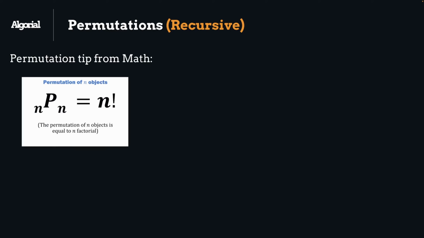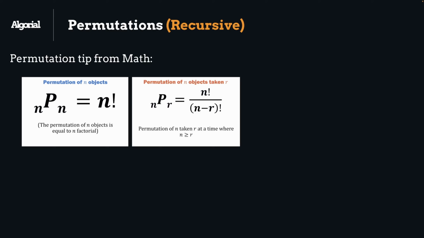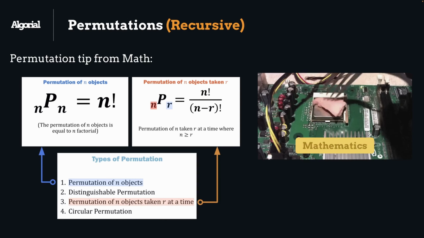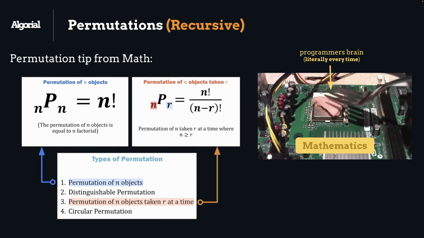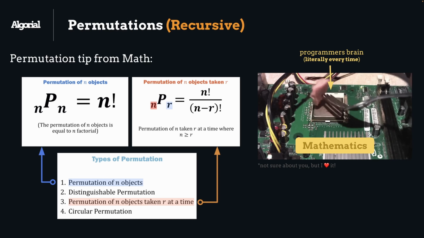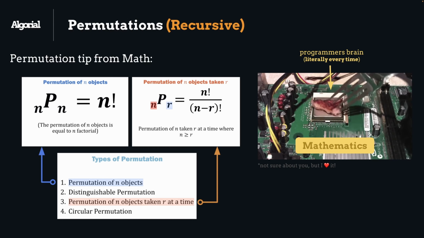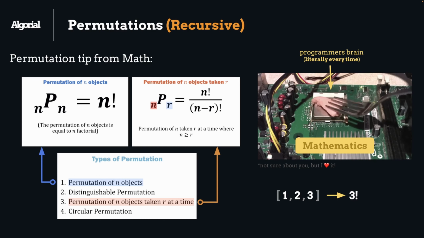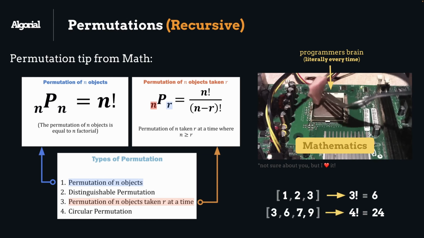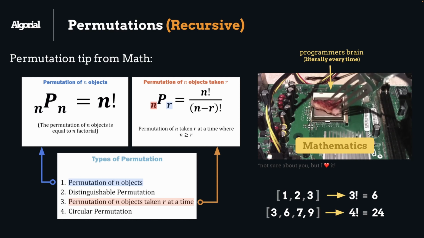Of course, the original formula we see everywhere is this one right here, which refers to permutation of n objects taken r at a time. But it's better to note that there are 4 types of permutations, and the one that we are dealing with in this problem is the first one. I'll put a link in the description for a slide that I found pretty helpful in case you're interested. But if we consider our array examples, if we have 3 elements in the array, we might expect 3 factorial possible permutations as a result, which is 6. If we have 4, we might return 4 factorial permutations, which is 24, and so on.